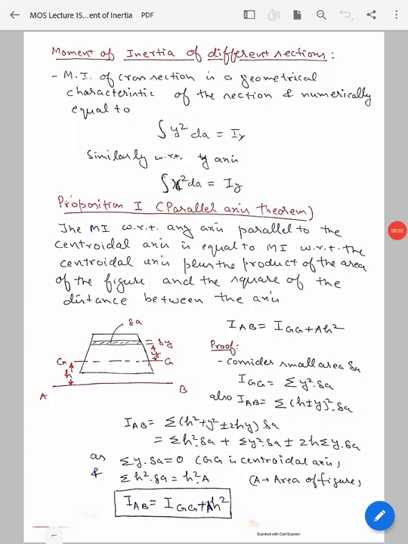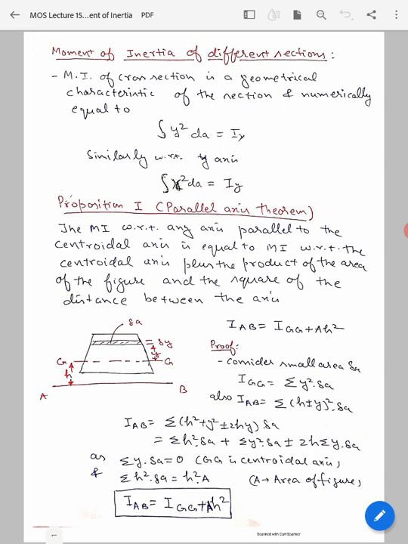Hello students. In today's lecture, we will discuss moment of inertia and how to obtain the moment of inertia of different sections. In the previous lectures, we talked about bending stresses. We found that sigma by y was equal to M by I. So that means the bending stress sigma was inversely proportional to the moment of inertia of the section.